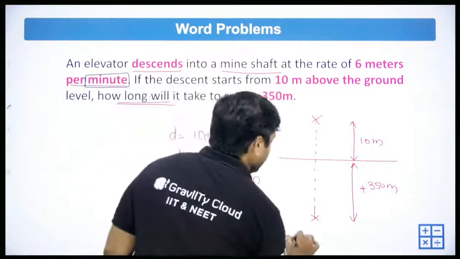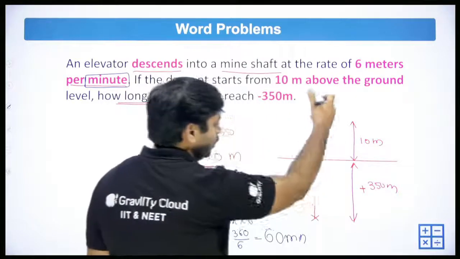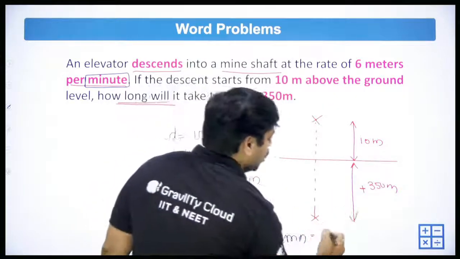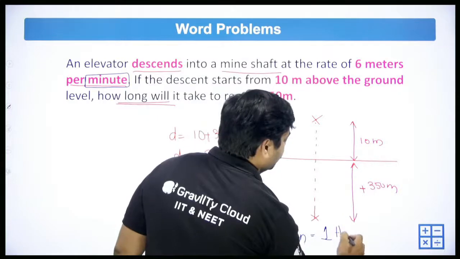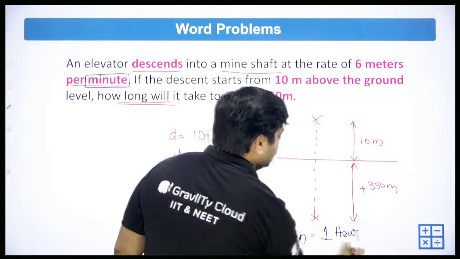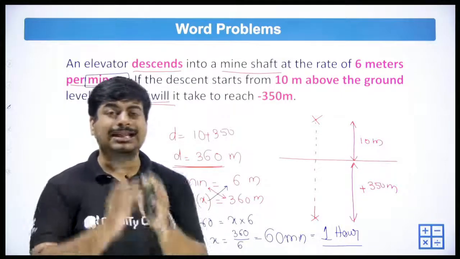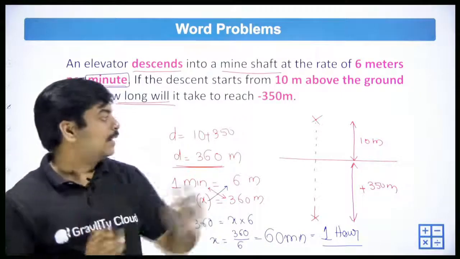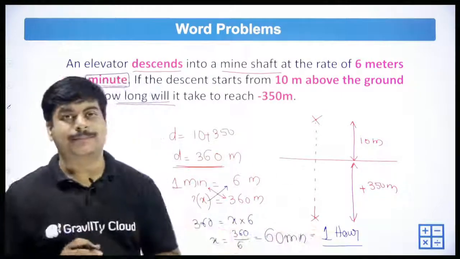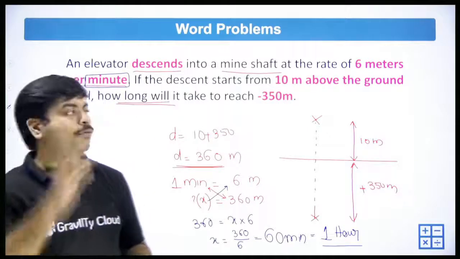So it will take 60 minutes to travel till minus 250, which is equal to 1 hour. 60 minutes or 1 hour, both are the same. That is the total time it is taking to travel all this distance. Right? Let's move on to the next question.